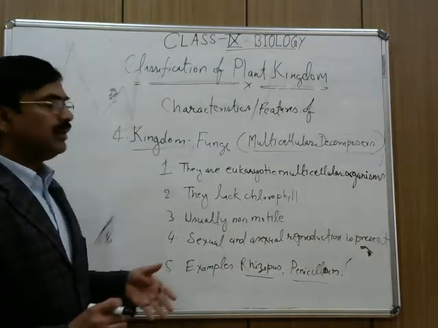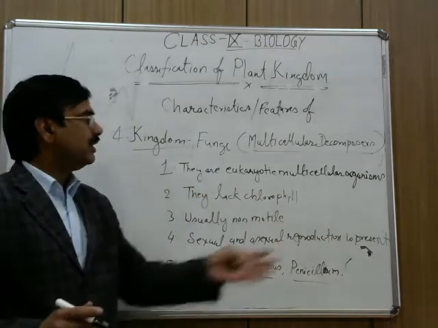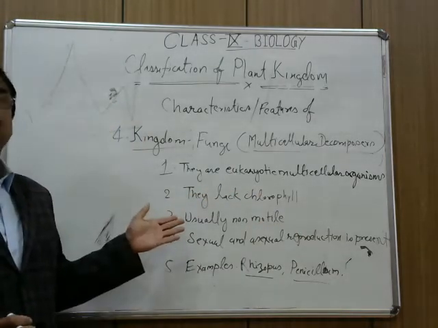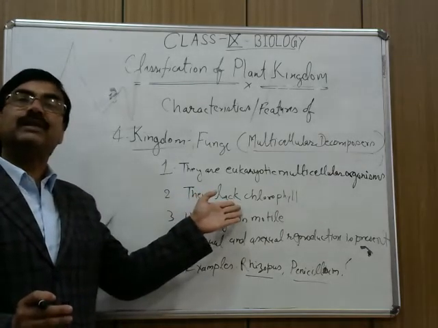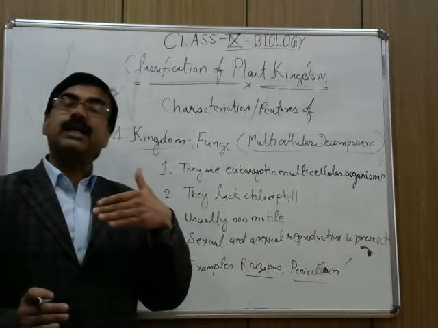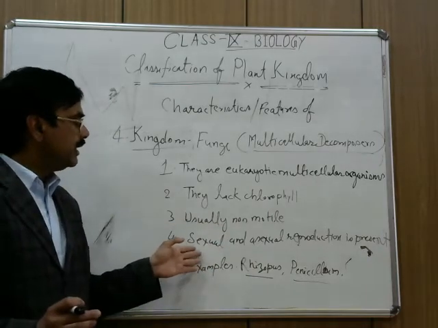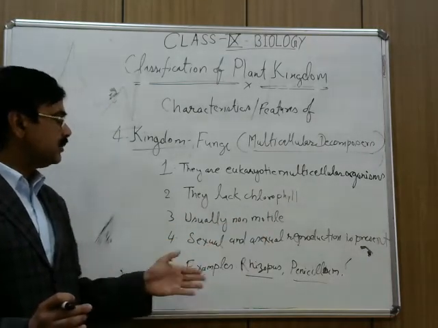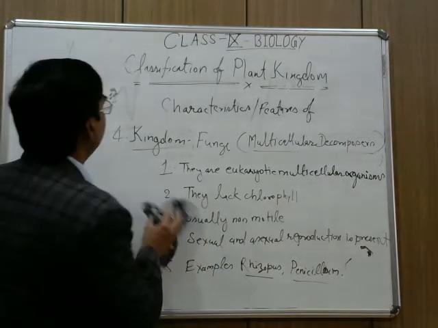And the mode is saprophytic; you can write it anywhere in place of this. So they are eukaryotic multicellular. Next, they lack chlorophyll. They are heterotrophic and saprophytic. They eat dead and decaying matter. Usually non-motile, they cannot move. Sexual and asexual reproduction is present, and an example is rhizopus. Moving to the last one, that is the kingdom.